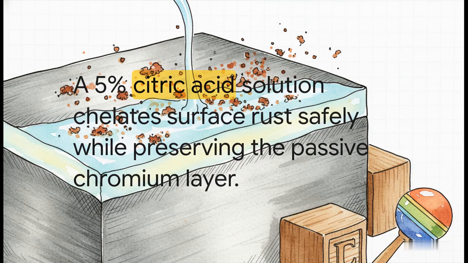So never ever use bleach or harsh hydrochloric acid. Those will completely destroy the metal's natural self-healing chromium oxide layer. Instead, a targeted 5% citric acid solution is your professional protocol. It safely chelates the iron in under 4 minutes, leaves the passive chromium layer fully intact, and it guarantees zero detectable heavy metals in the runoff. That makes it totally eco-friendly.